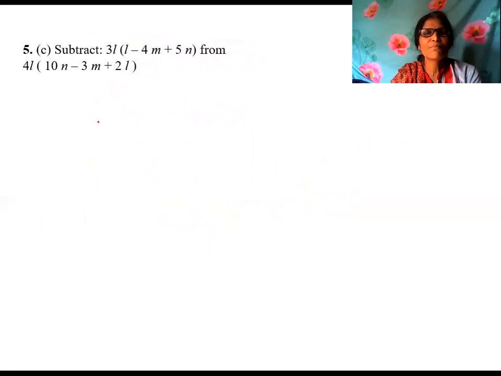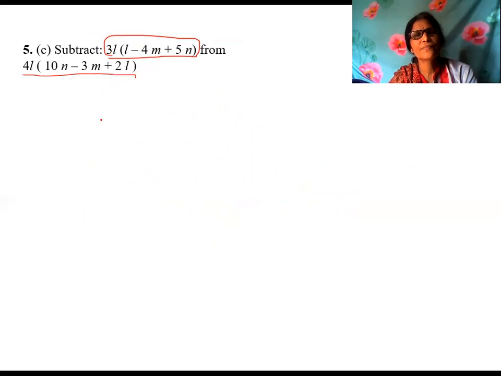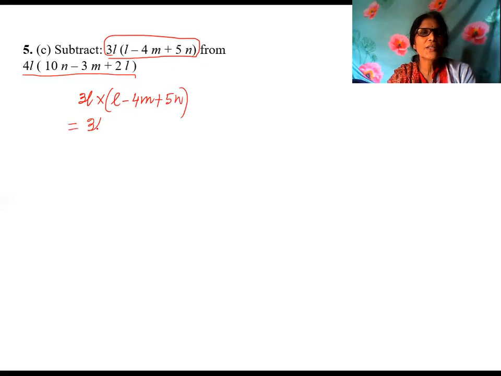Then part C, subtract 3l into l minus 4m plus 5n from 4l into 10n minus 3m plus 2l. So let me write the result first, then we'll subtract. So 3l multiplies l minus 4m plus 5n. If we multiply, the result will be 3l into l minus 3l into 4m plus 3l into 5n.